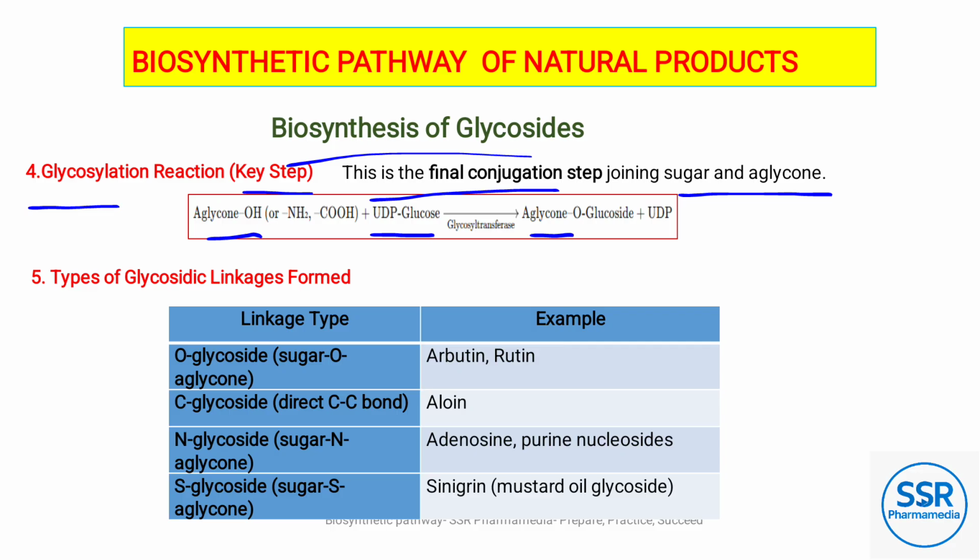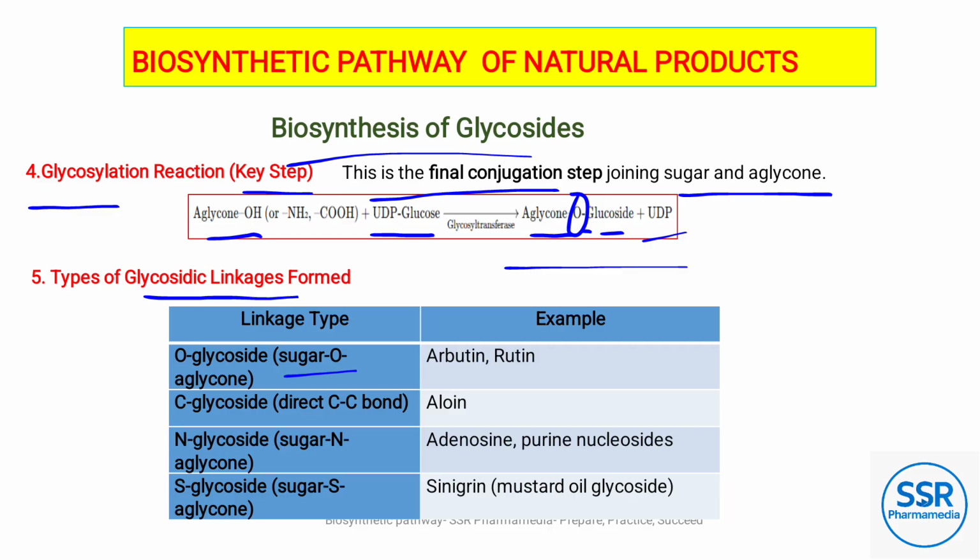is converted into aglycone linked with oxygen and sugar, so an O-glycosidic linkage is formed, along with uridine diphosphate. So that is the formation of glycosides. And the fifth step: types of glycosidic linkage formed.